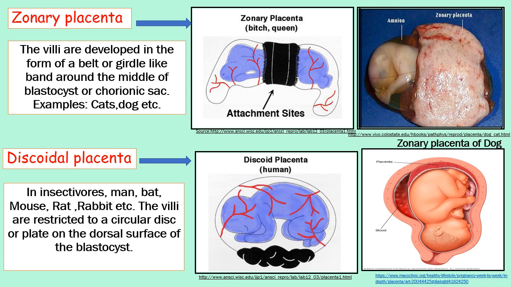In zonary placenta, the chorionic villi are developed in the form of a belt or girdle-like band around the middle of the blastocyst or chorionic sac. Examples are the cat, dog, etc. Discoidal type of placenta is found in insectivores, man, bat, mouse, rat, rabbit, etc., where the villi are restricted to a circular disc or plate on the dorsal surface of the blastocyst.